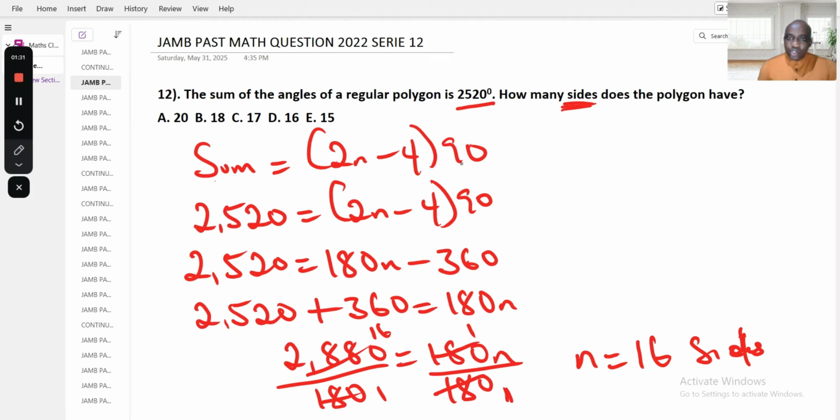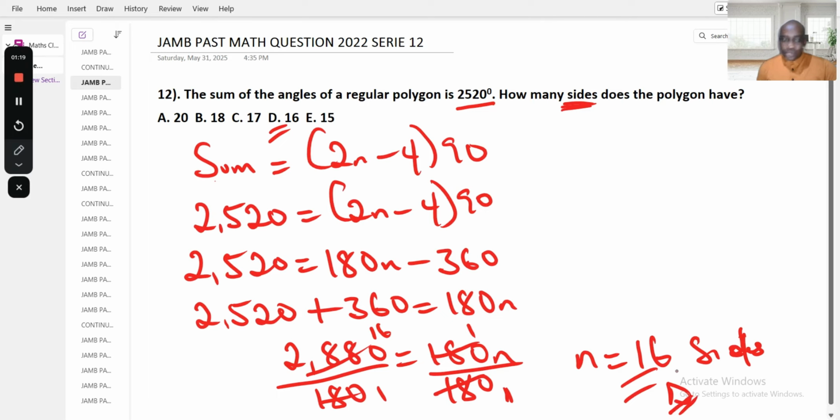For us to have the sum of the angles of the polygon as 2520, the polygon has 16 sides. Do we have 16 there? Yes, D. Our answer is D. Let's move to the next question.